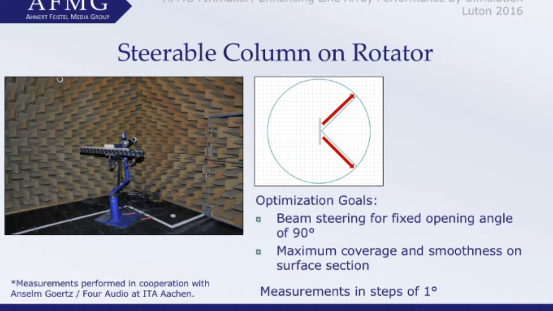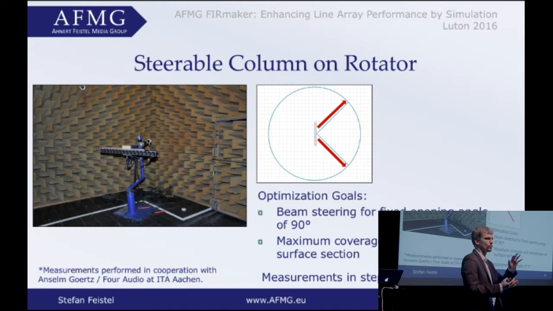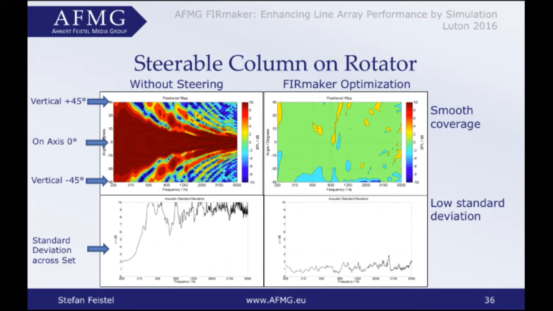And we did one measurement together here, in this case with a steerable column, very typical again, 16 channels, and we measured in 1 degree steps all around in an anechoic chamber, because we wanted to check, not just for a flown line array, but for a steerable column, how much beam steering can we do, how well does it work. And the optimization goal here was not to have a uniform distribution of SPL, but to have a very constant beam width. For example, in this case, we define plus minus 45 degrees. We want to have 90 degrees beam width. And here you can see the results.